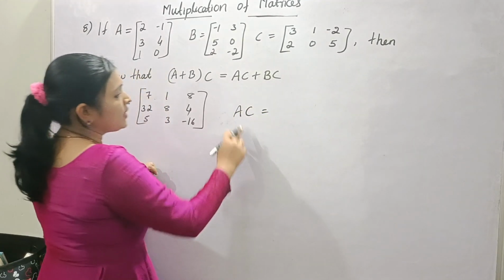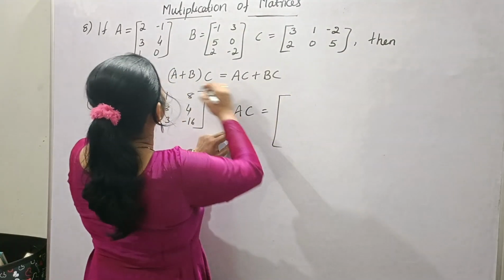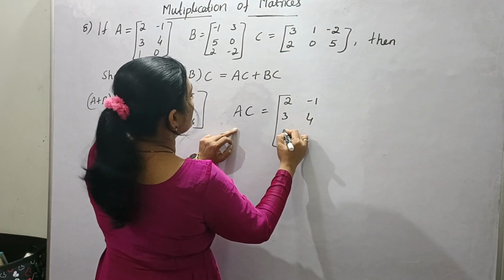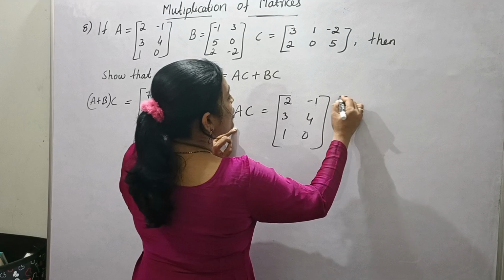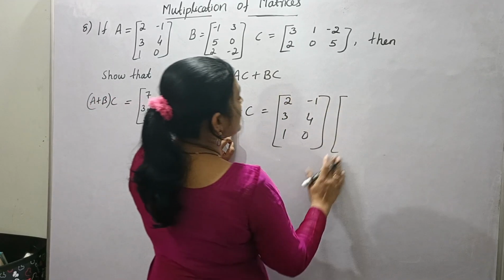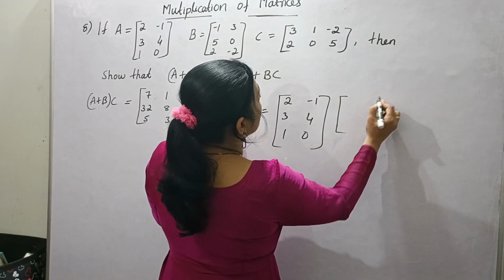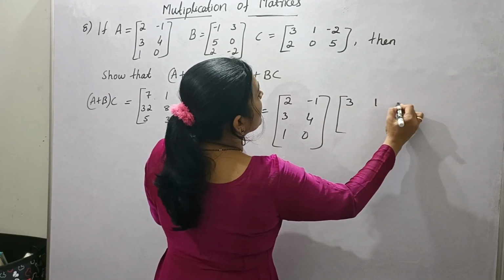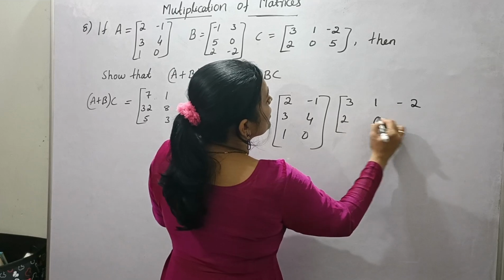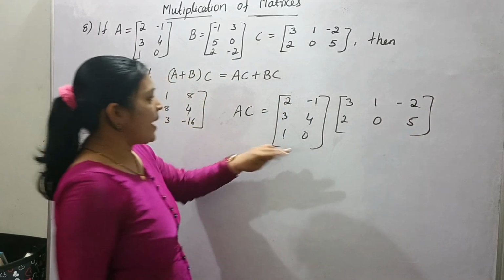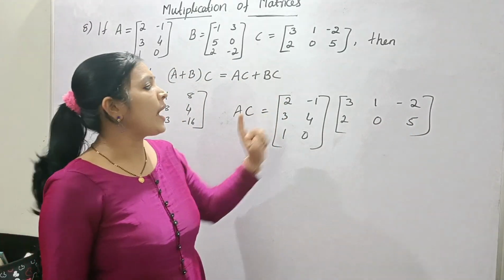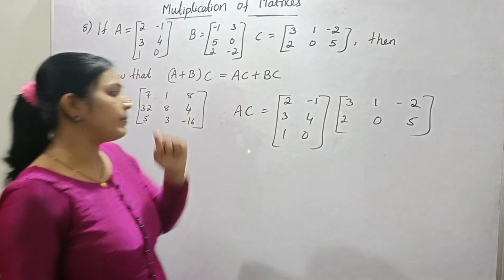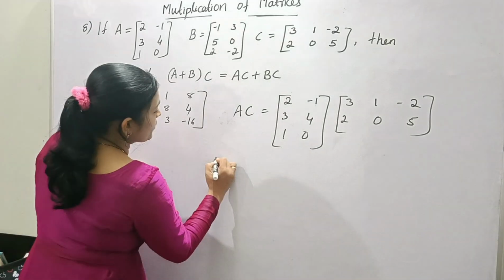A into C. A is 2, minus 1, 3, 4, 1, 0 into C. C is 2 by 3 matrix. 3, 1, minus 2, 2, 0, 5. Okay. A is 3 by 2 and B is 2 by 3 matrix. So, it can be multiplied.